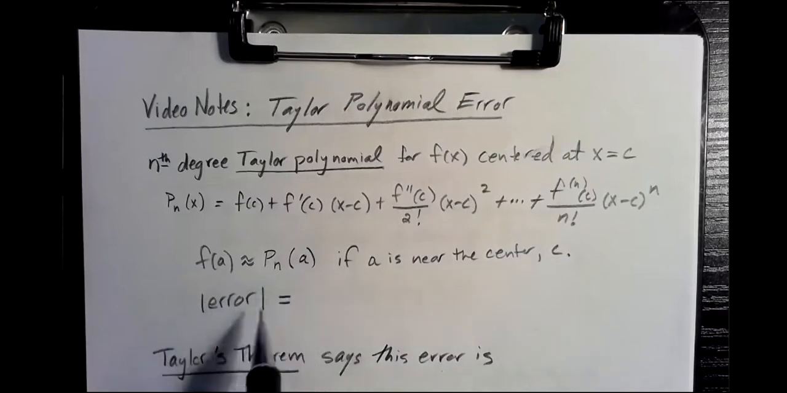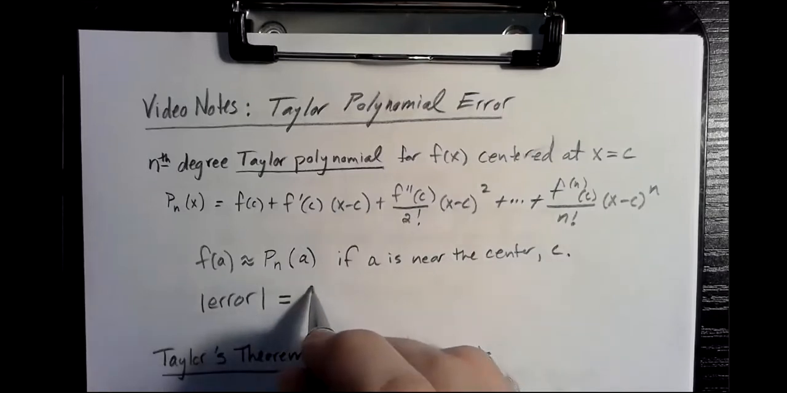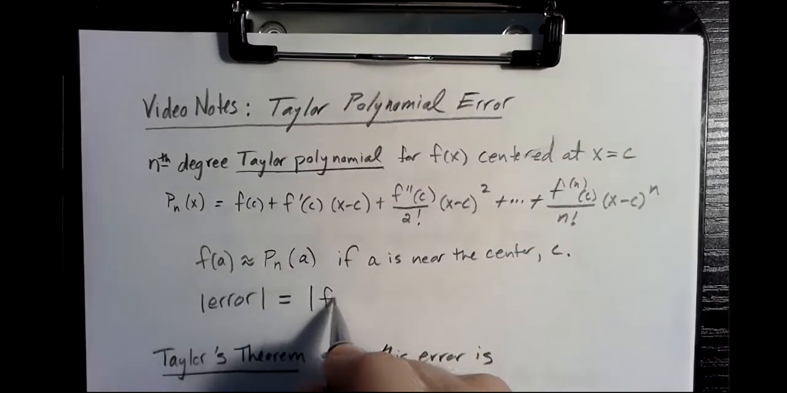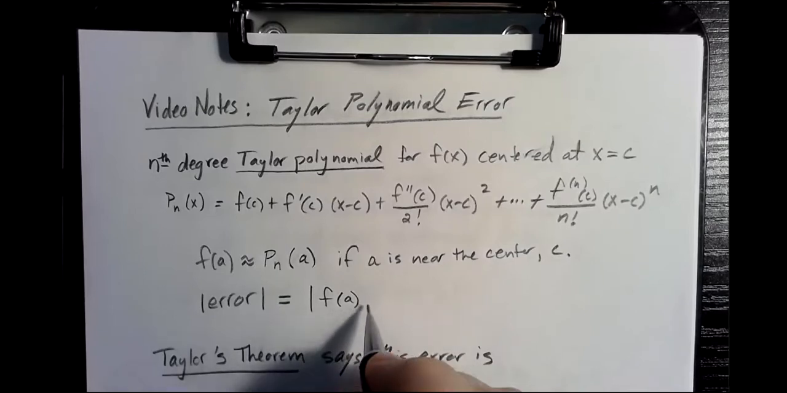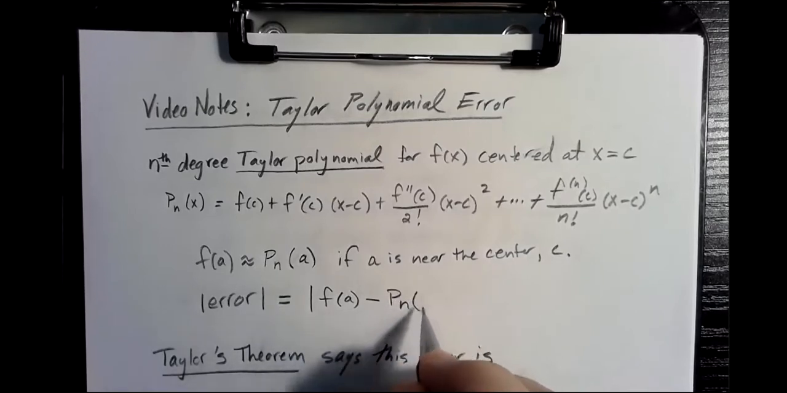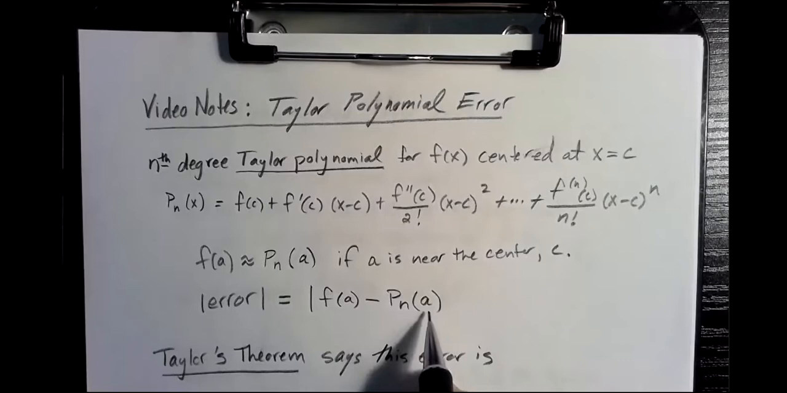But such an approximation is always going to have an error, and we're almost always interested in the absolute error. We can define the absolute error as the absolute value of the difference in the exact value of f of a and the Taylor polynomial approximation for that value.